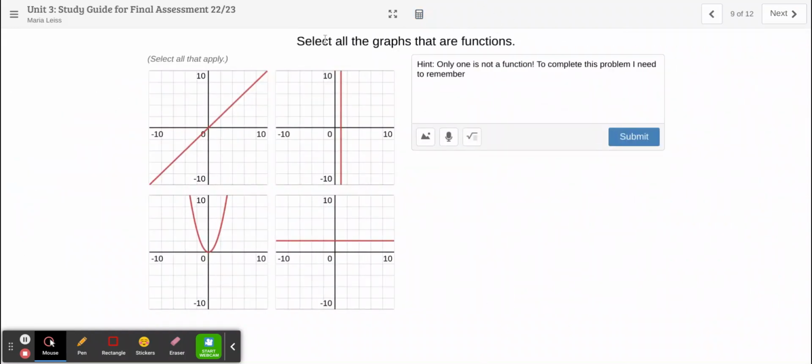This one's tricky. Be very careful. Select all graphs that are functions. Only one is not a function. To complete this problem, I need to remember each input can only have one output. This is not asking for the ones that are linear.